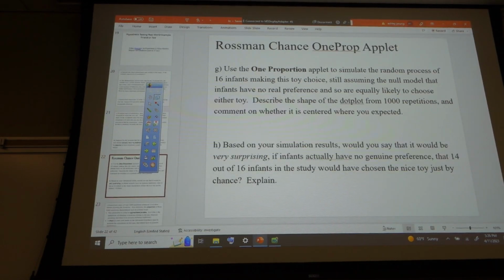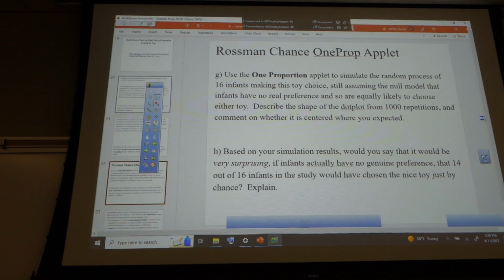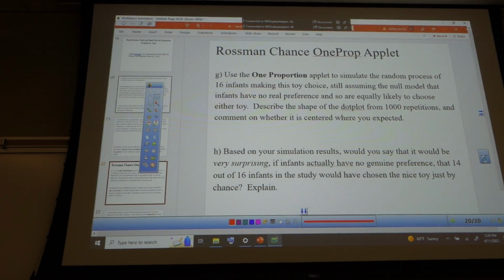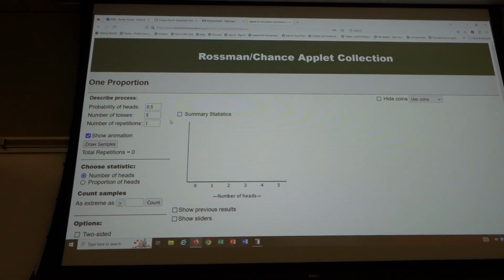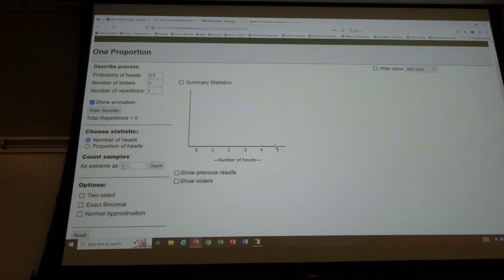All right, so we're going to use the one proportion applet. We've seen this before. And we're going to consider possibilities. So let me go over there. So this is my Rossman Chance applet. You can Google it yourself if you want to, but I'll go and do it now.